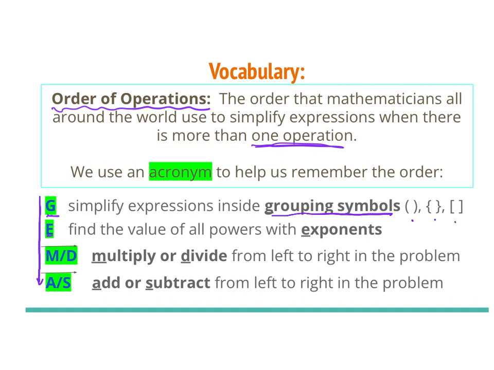And then we have E, which is exponents, which we worked on previously. Those are the ones with the little square or cube. And then you have multiply or divide, and we do that from left to right in the operation. So it could be division first and then multiplication. And then add and subtract is last, and we go from left to right in the problem.